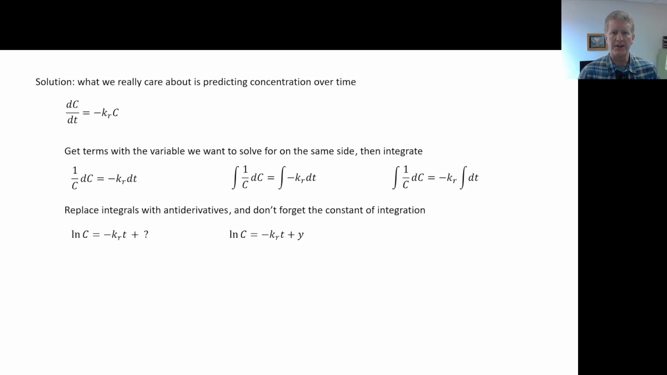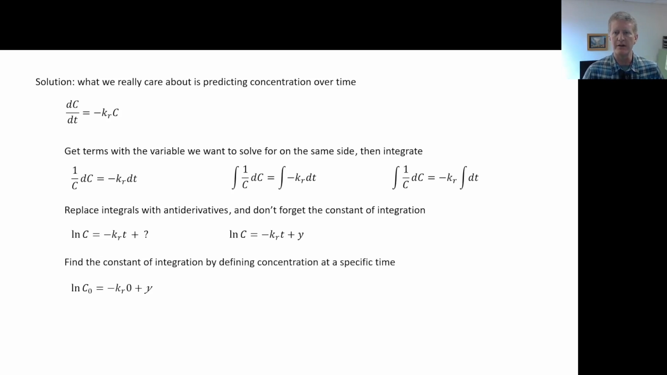We can figure out what the constant of integration represents by calculating its value at a particular time and at the concentration occurring at that time. In this case, it turns out to be convenient to think about the concentration at time 0, which we will call C0. Substituting 0 for t eliminates the Kr term, and we quickly recognize that y is equivalent to the log of the concentration at time 0, which we might also call the log of the initial concentration.